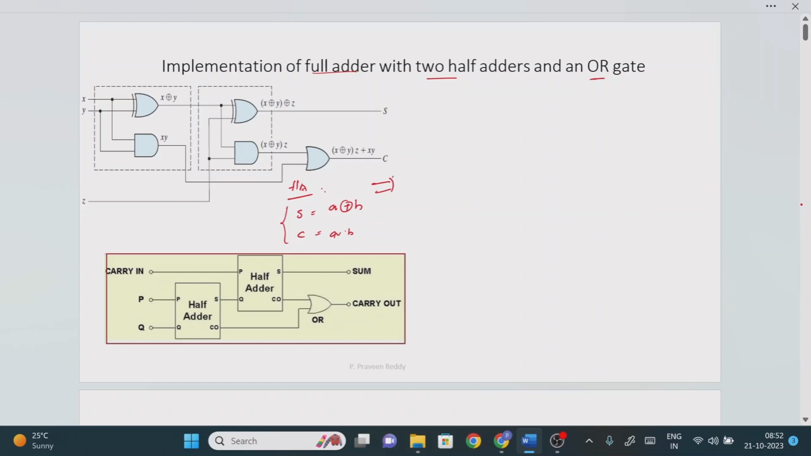Now, using this we can draw the logic circuit diagram. What is the sum value? An XOR logic gate. Like this we can write it. Then an AND gate gives AB, so this is the sum value and this is the carry value.